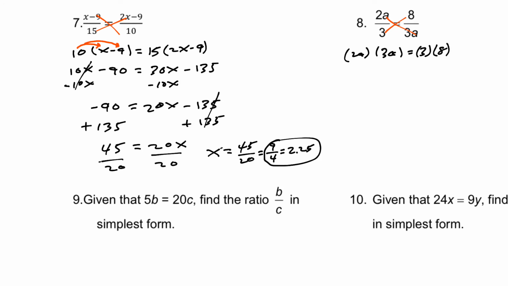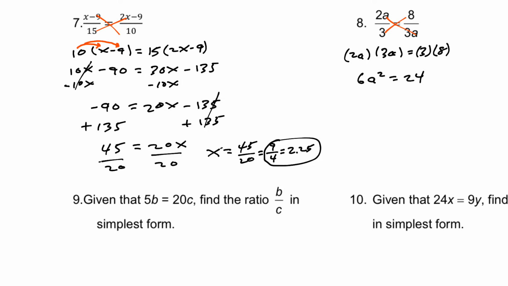Now we need to be a little bit careful with this. We know that 2 times 3 is going to be 6, but then we have to do a times a. Now that's not a plus a, that would be 2a. This is a times a, or a times itself. Well, that's going to be a to the second power, and that's going to give us 6a squared is equal to, and on the right-hand side we have 3 times 8, which is 24.